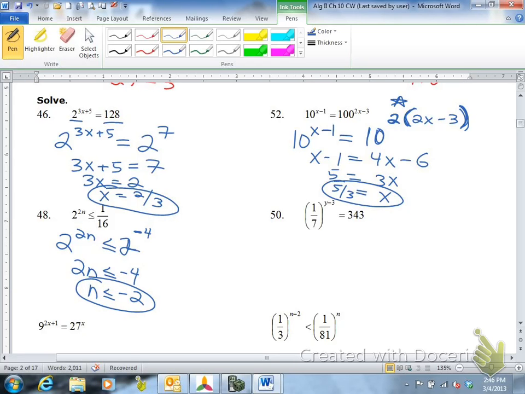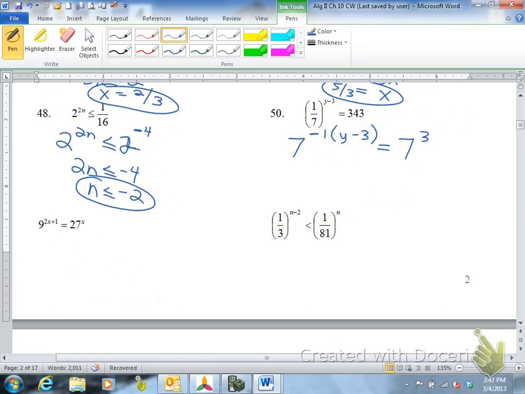On the next one, between 1/7 and 343, you have to change both sides. So why don't you take a minute, pause the video, and think about how you can change 1/7 and 343 to have the same base. So we have 1/7 is 7 to the negative 1, and then we have 343 is 7 to the third. So then you can have negative y plus 3 equals 3, negative y equals 0, so y equals 0 is the answer.